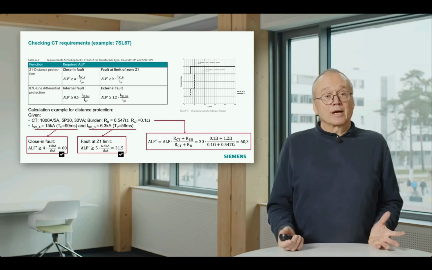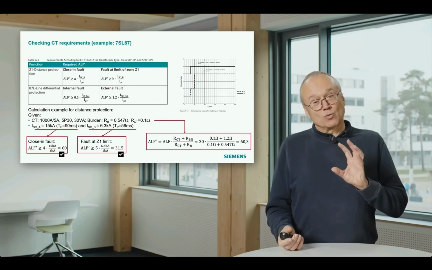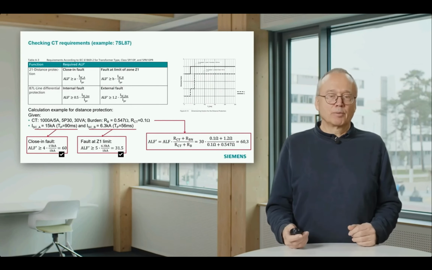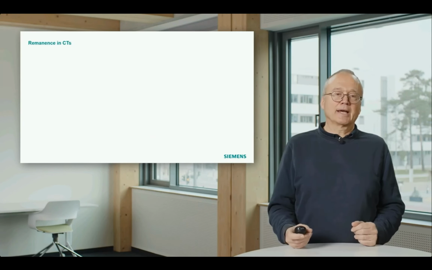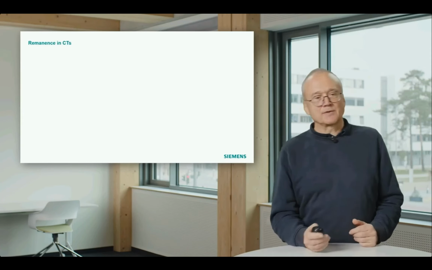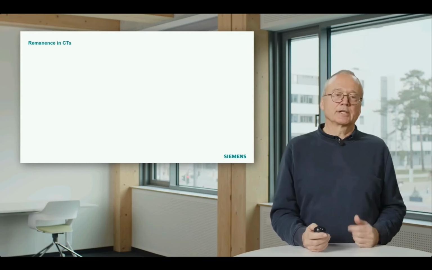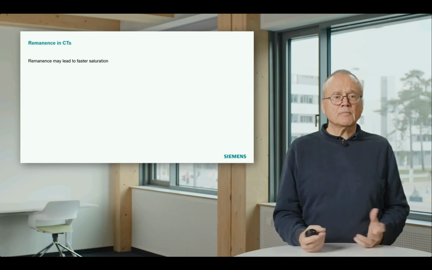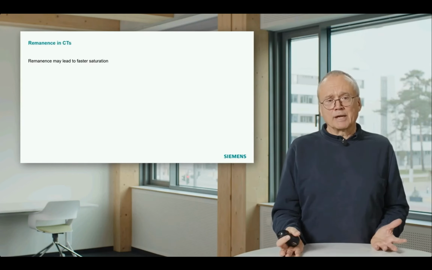And with that we are through the examples. There is one remaining point I would like to discuss before we are through, and that is the remanence in CT. I already mentioned it in the beginning. What is the effect of remanence?